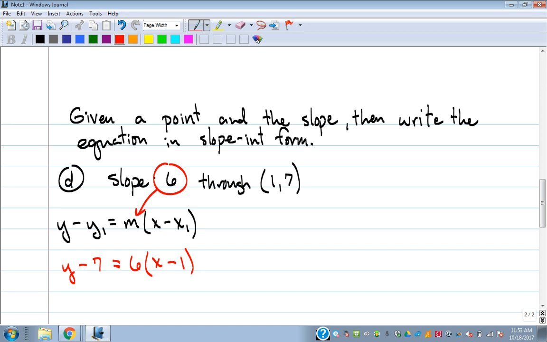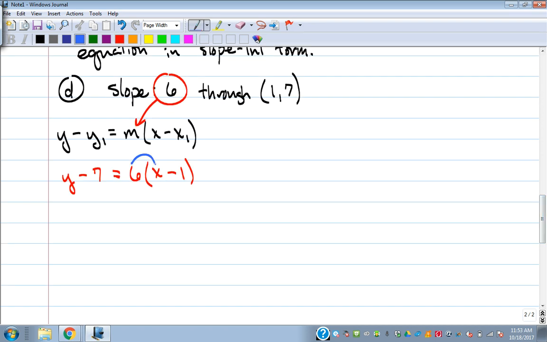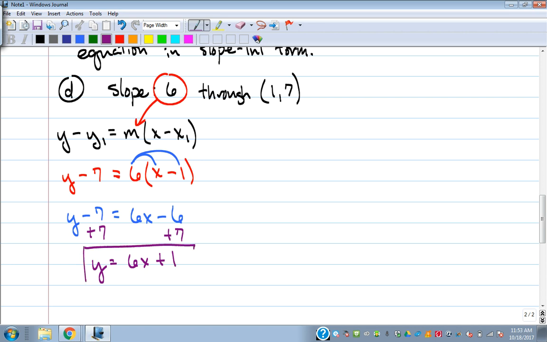Now we want to write it in slope-intercept form. That's what we just did 3 times just a second ago. What do we do first? Distributive property. That's 6x minus 6, y minus 7. Last step, add 7. 6x plus 1. Negative 6 plus 7, positive 1. There's our slope-intercept form of a line that goes through 1, 7 with a slope of 6.